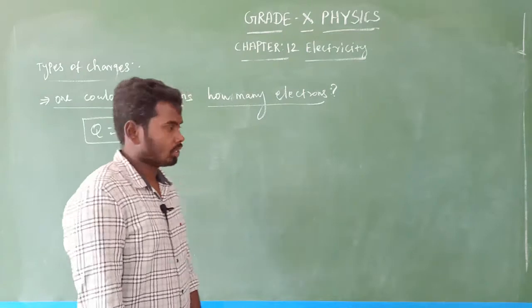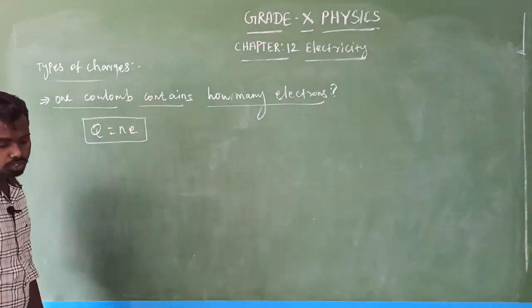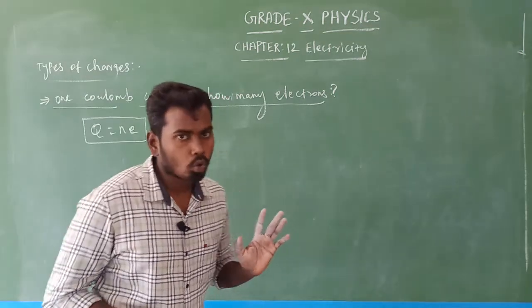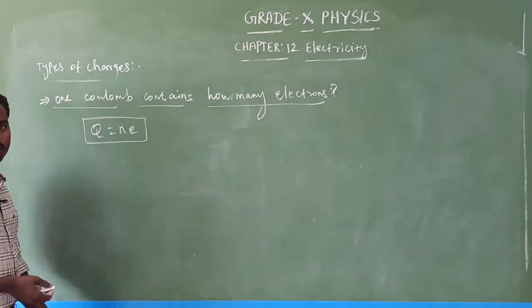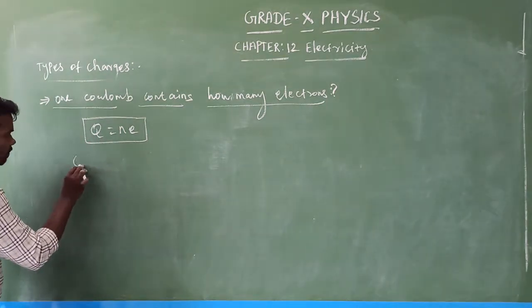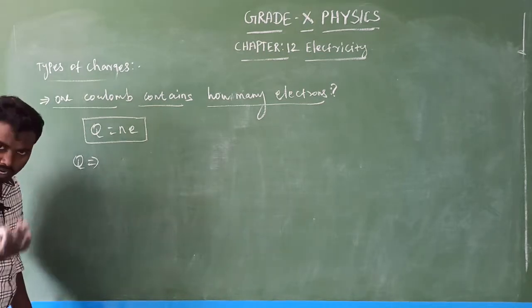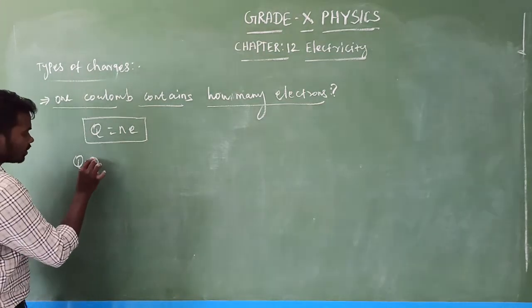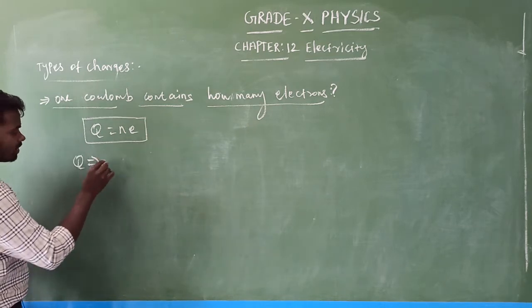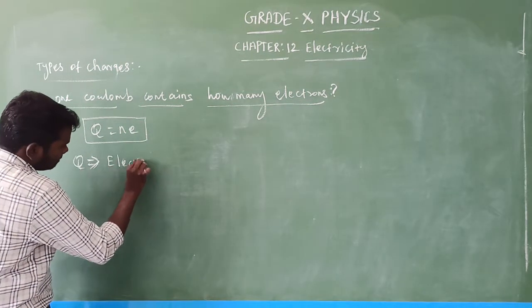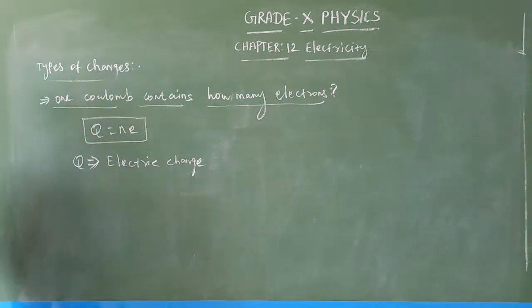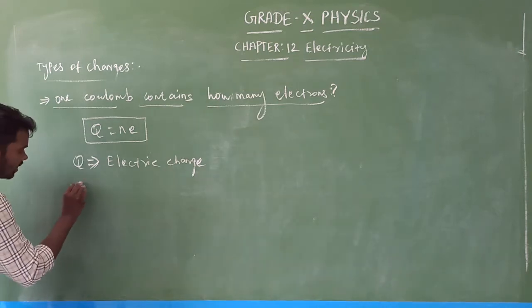Is it clear? Yes. So we can find out how many electrons constitute 1 coulomb by this formula, that is Q equal to Ne. So what is Q, sir? What is Q? So already we know what Q is. The charge, which means electric charge. Q means electric charge. N, what is that, sir?